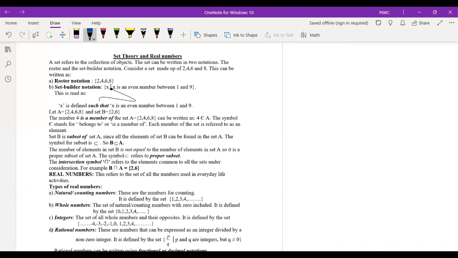In this lesson, I want to talk a little bit about some algebra concepts. So the first concept I want to talk about is set theory and real numbers. What are real numbers? That's what we want to look at today. Now let's begin by defining what a set is. So we say that a set refers to the collection of objects.